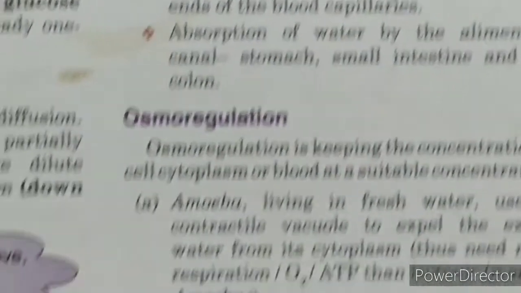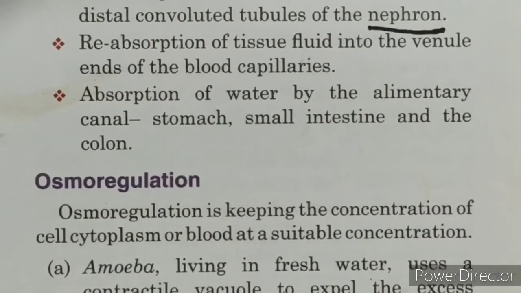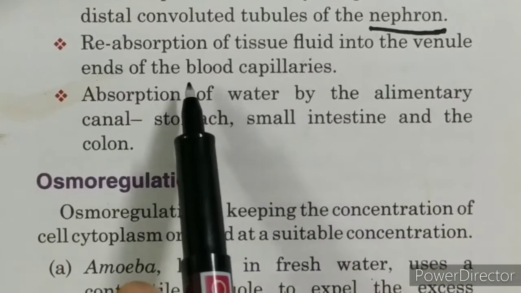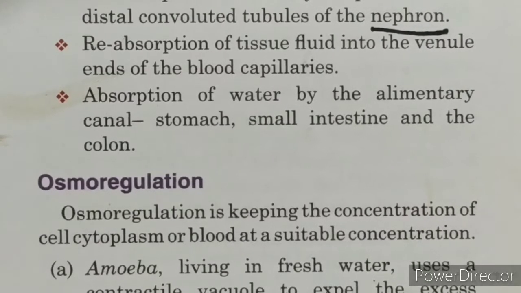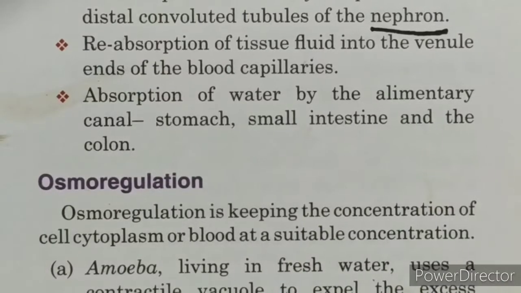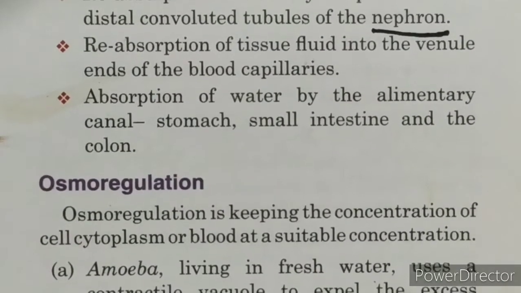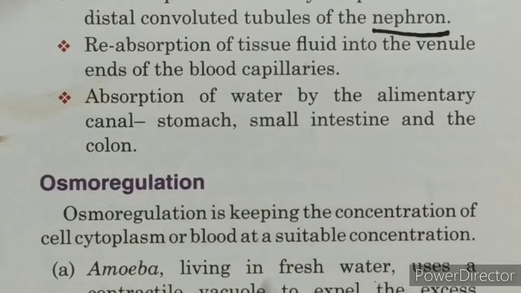higher. Next point is reabsorption of tissue fluid in the venule ends of the blood capillaries. So in blood capillaries also, these capillaries absorb excess water again. And in the alimentary canal, it is the absorption of water in our stomach and small intestine.